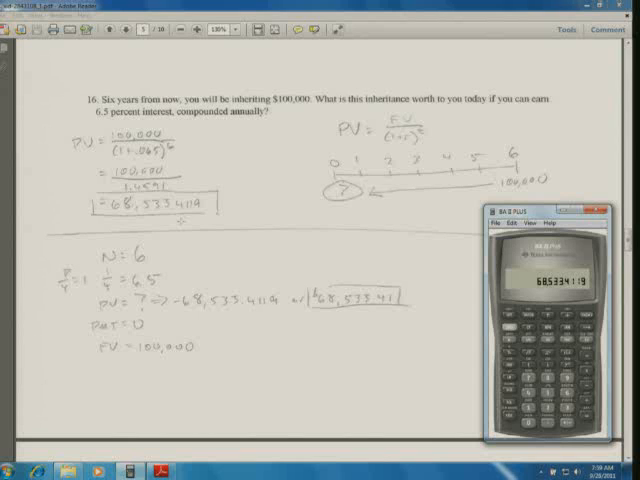Okay, so the present value of $100,000 that we're going to receive 6 years from now is $68,533.41. So in today's dollars, that $100,000 is only worth a little over $63,000. I'm sorry, $68,000.